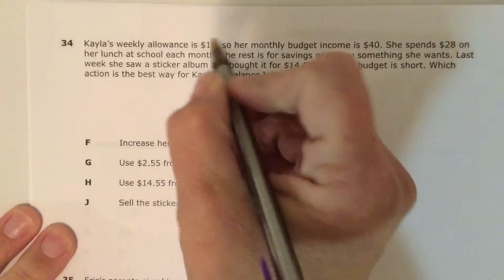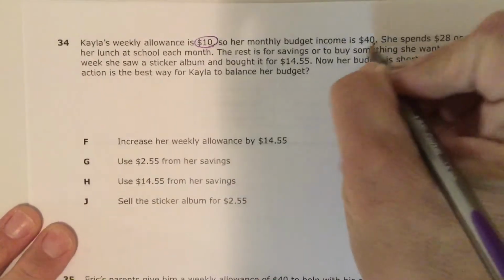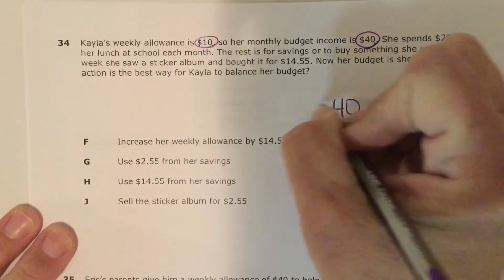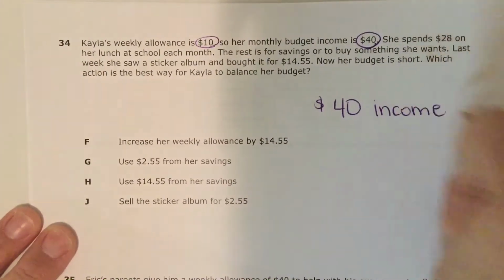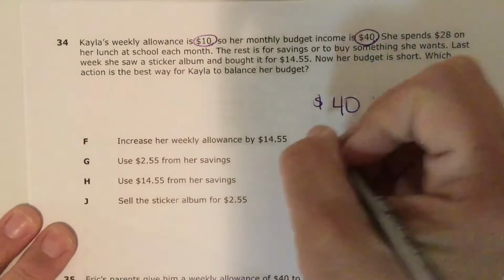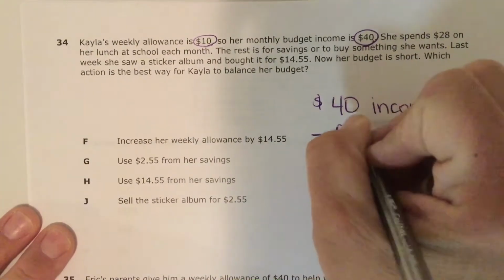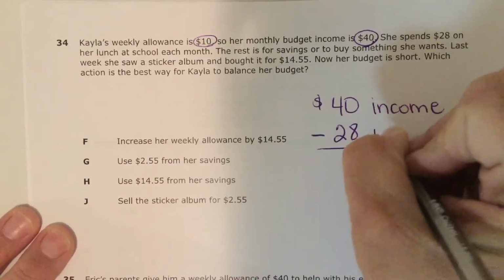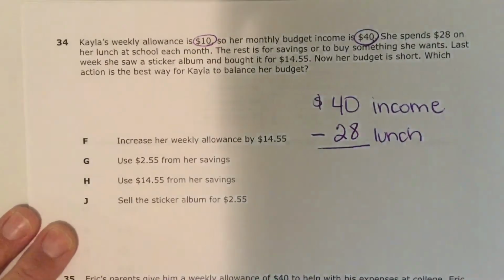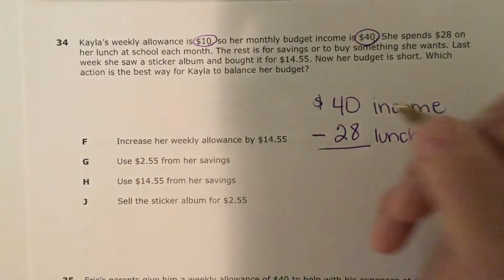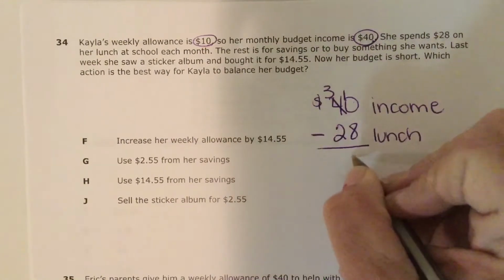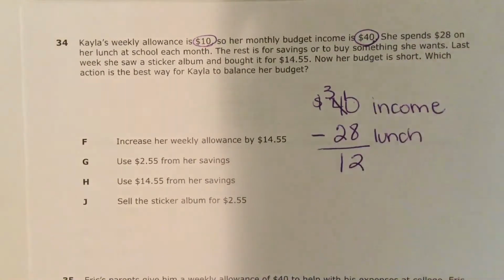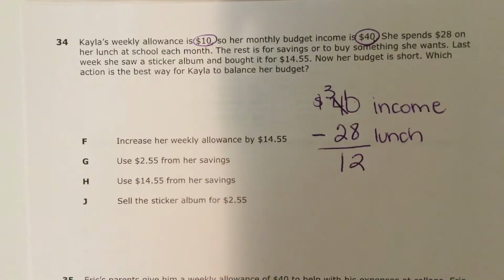Okay, so she gets a weekly allowance of $10. So in a month, that's an income of $40. So this is what she's got. This is her income. All right. She spends $28 on her lunches. So we're going to take away that $28. All right. So we're going to subtract 40 minus 28. 0 minus 8. We have to borrow. 10 minus 8 is 2. 3 minus 2 is 1. So it leaves her with $12 for the rest of the month.